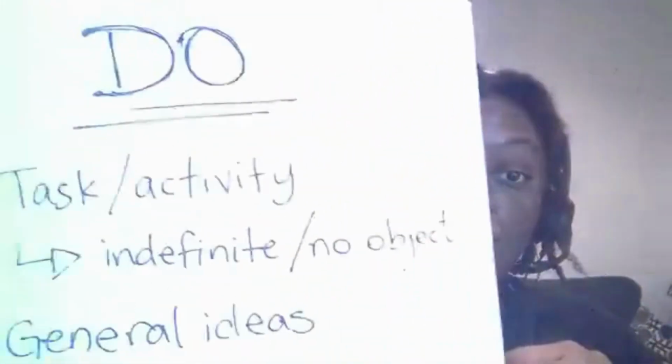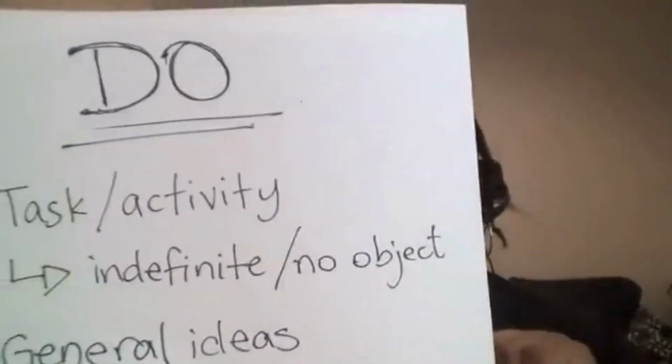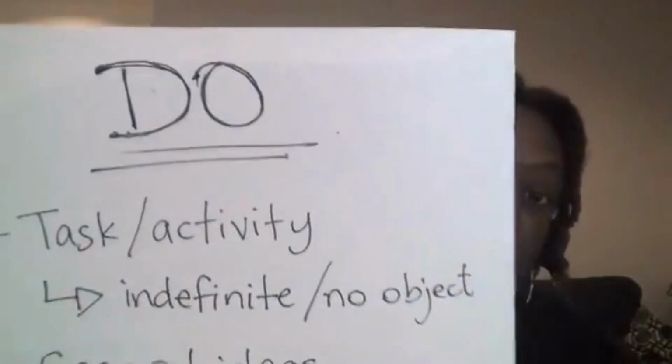We also use do for general ideas. An example would be like, I'm not doing anything today. So I'll put some of these sentences in the chat. I do my homework after dinner, and I do the dishes before I go to bed, and I'm not doing anything today. Okay, so these are some examples of regular sentences with do. So again, do is for tasks or activities that are indefinite and have no physical object, and general ideas. Maybe I should invest in a whiteboard. I might do that.